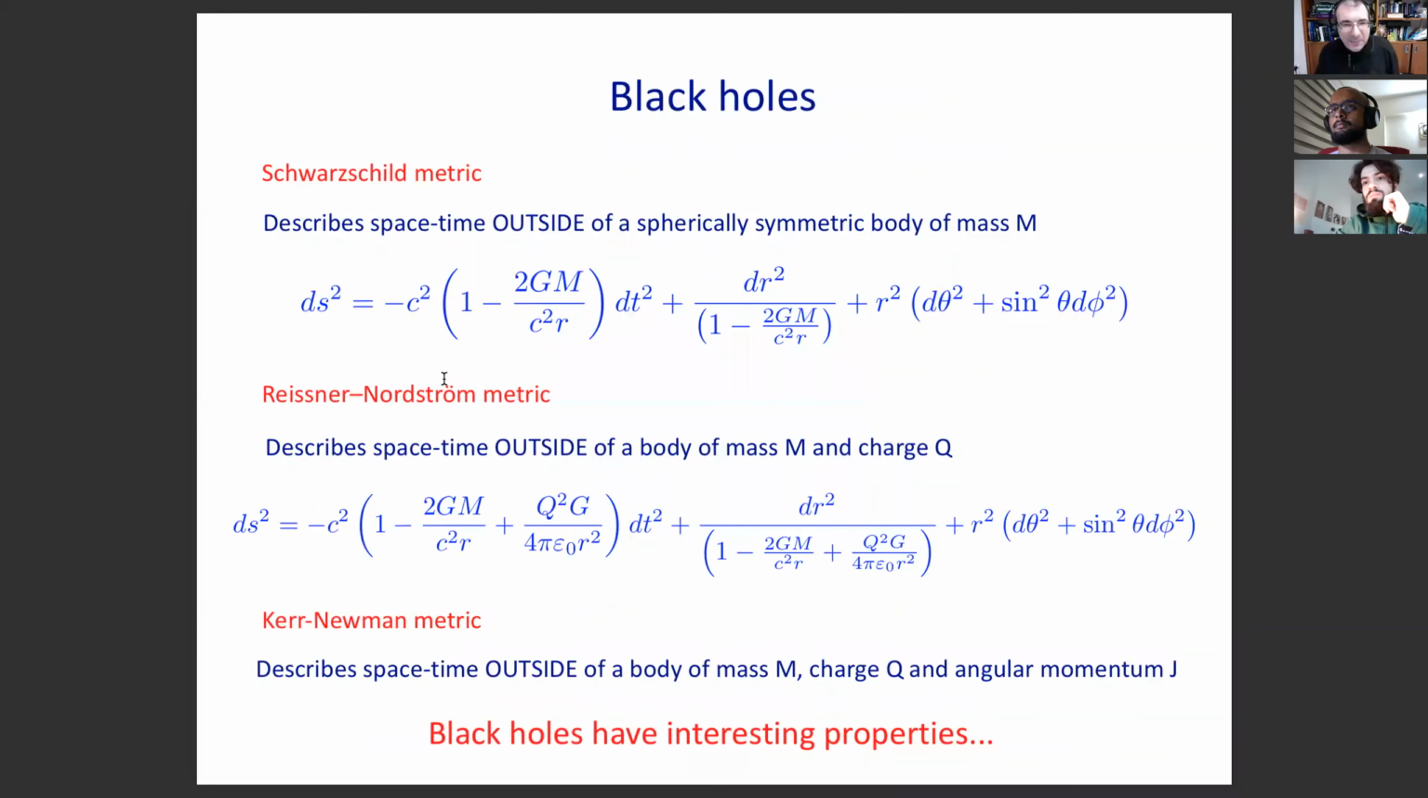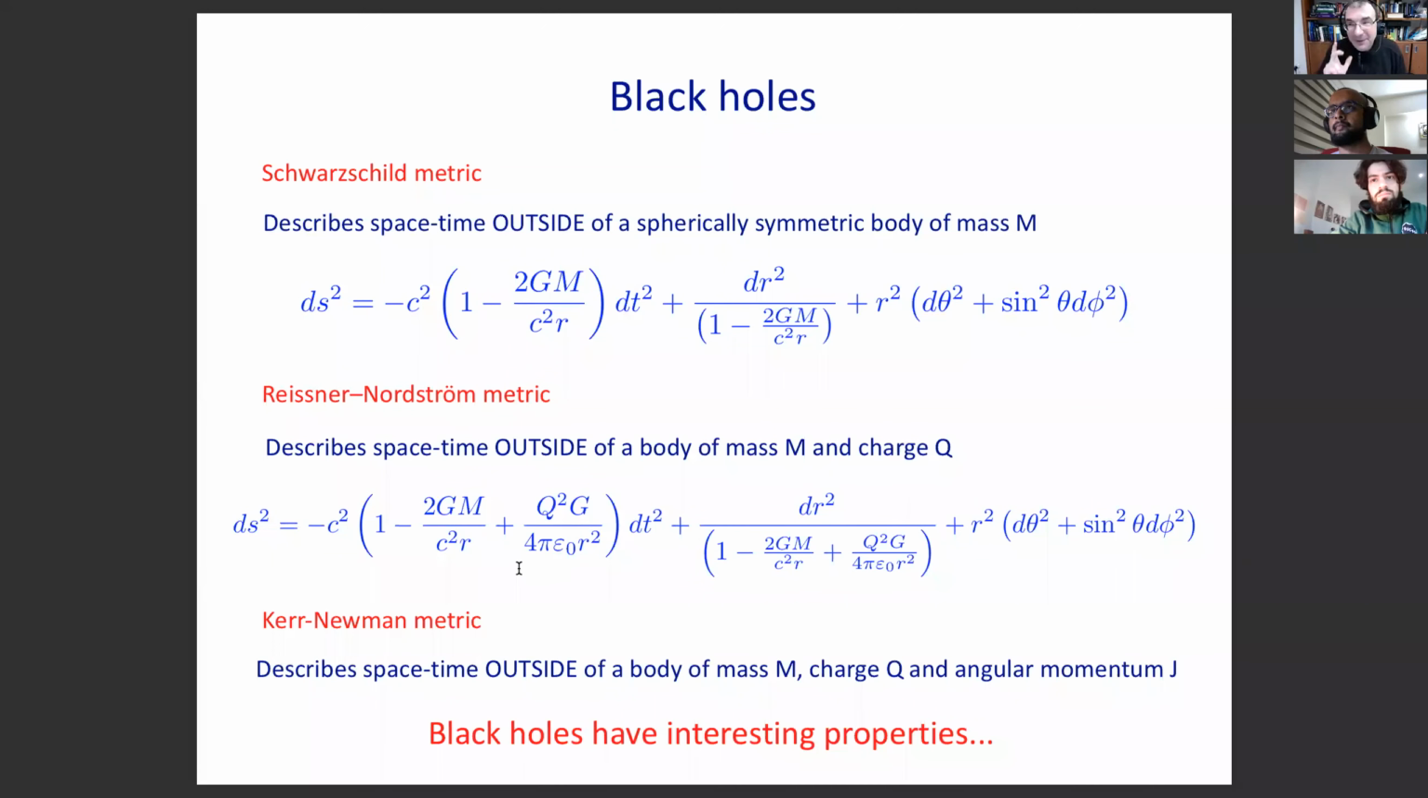So let me also mention that in addition to Schwarzschild metrics, Schwarzschild black holes, you can have more complicated black holes, which are, for example, charged. So you can have mass M in the metric, but also charge. And then it's known as the Reissner-Nordström black hole. The metric is also exactly known. Here it is, right? And then on top of that, you can also add some angular momentum.